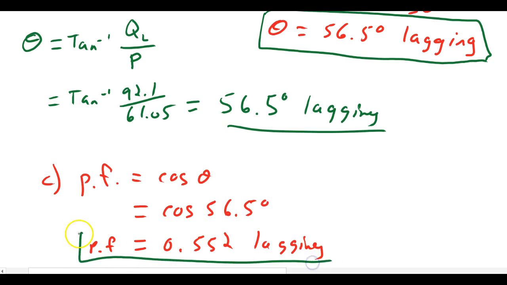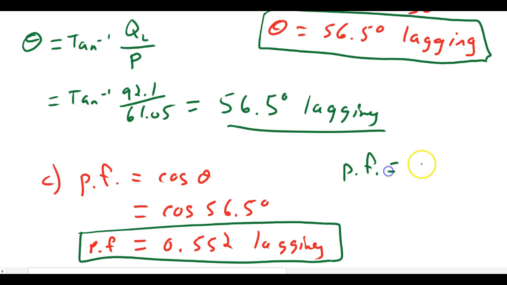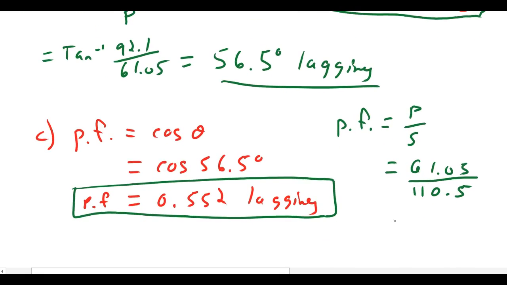In addition, remember that the power factor is defined as the ratio of P divided by S. And so 61.05 watts divided by 110.5 volt amps should give us a power factor of 0.552. Remember, we should always specify that that is lagging power factor.